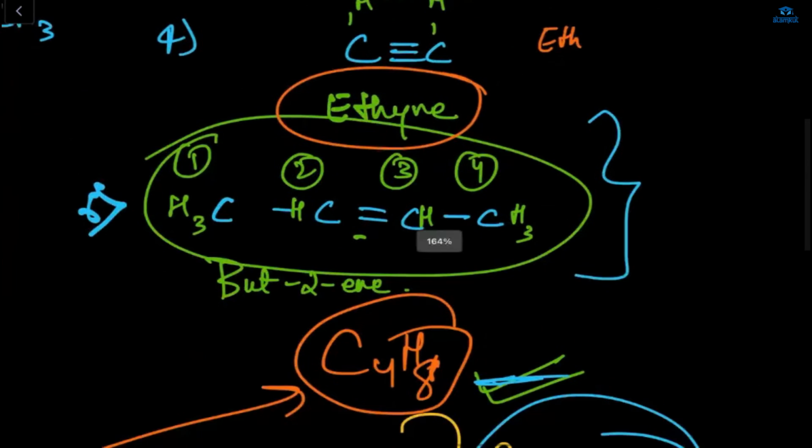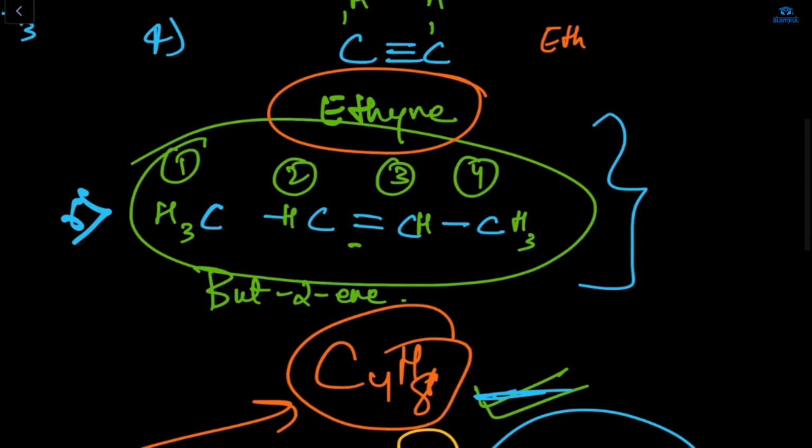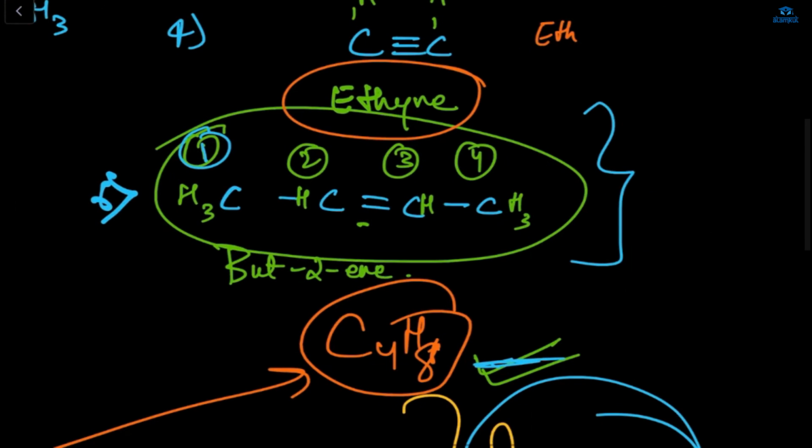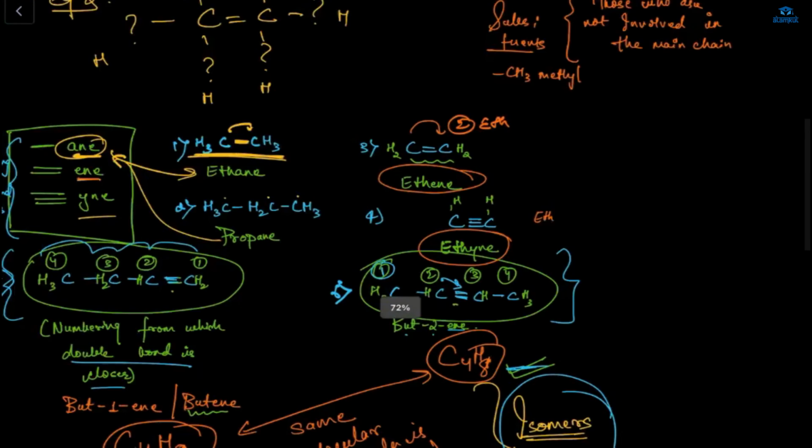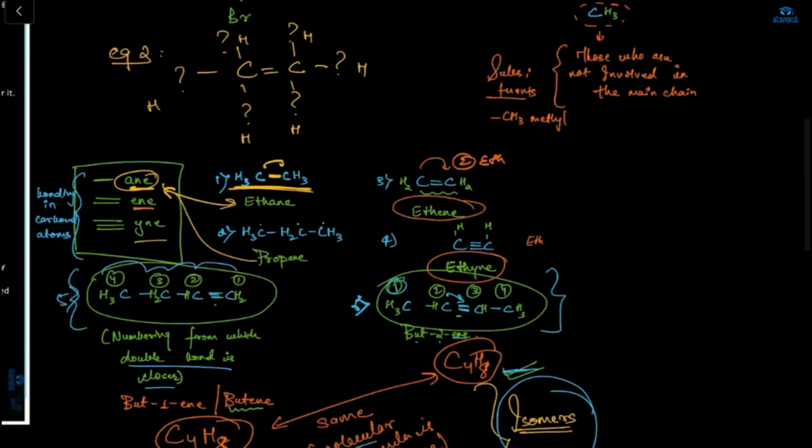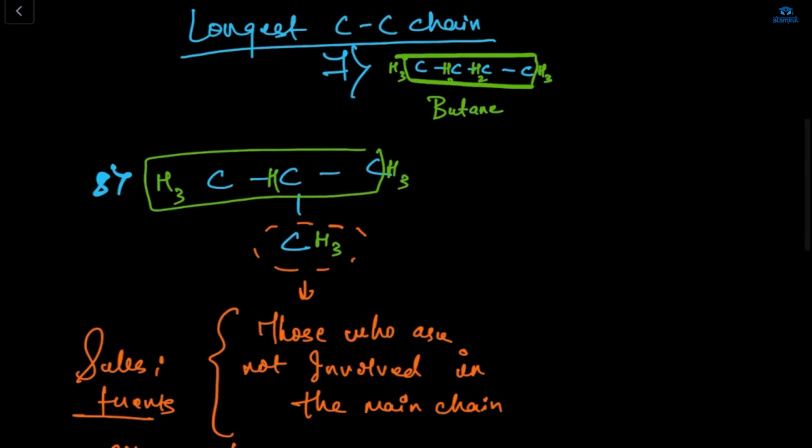Now this. We have to start numbering first. If I number from here, 1, 2, 3, and 4, it will be but-2-ene. 2, why? Because at position 2 there's a double bond. But means four carbons and ene means a double bond. So it will be but-2-ene. Okay, so this is the longest carbon chain.